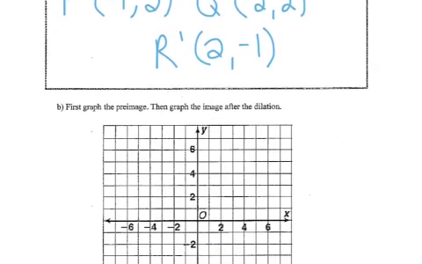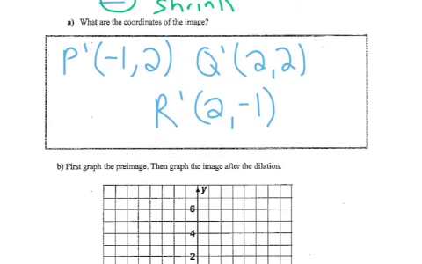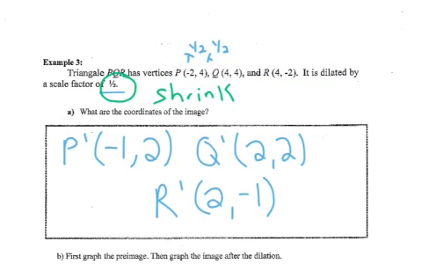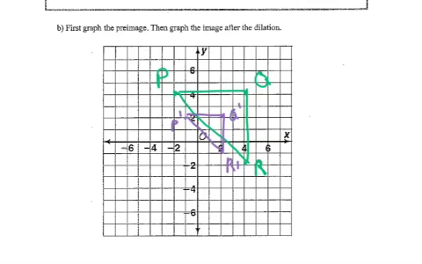So down here at the bottom, they just want us to graph it. So I want you to graph the pre-image, which would be PQR, and then we're going to graph P prime, Q prime, and R prime. And you're going to see that this image would be smaller than my original. So pause the video, plot these values, and press play when you're ready to check your answer, please.